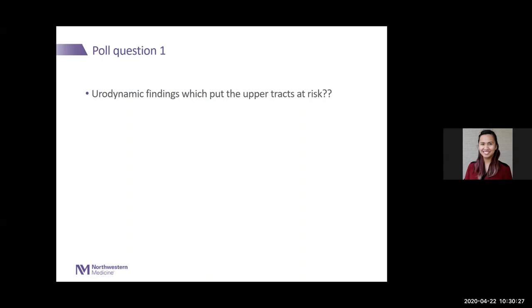Okay. So 71% said vesicoureteral reflux. And then the next best answer was 85% said high pressure detrusor contractions during filling. So the answer is two, right? High compliance and low storage pressures is the same thing. So that's good. We want a highly compliant bladder with low storage pressures.